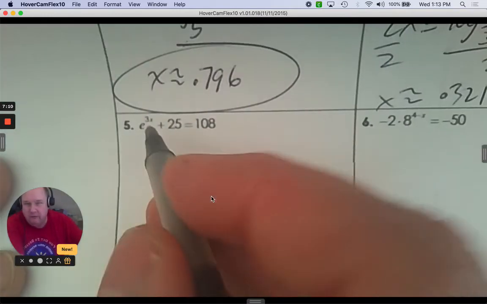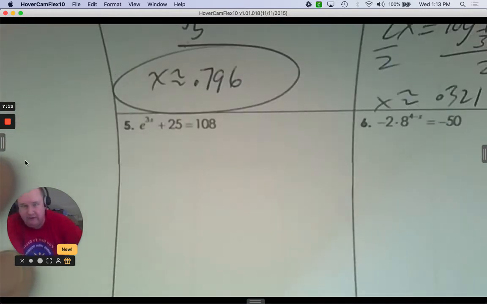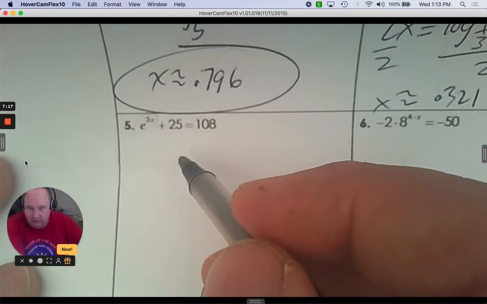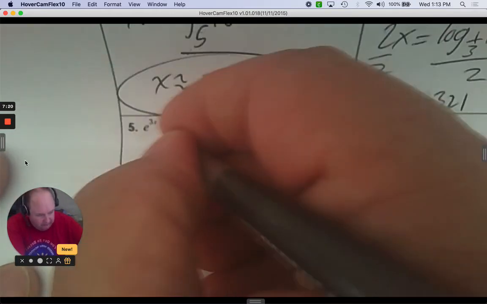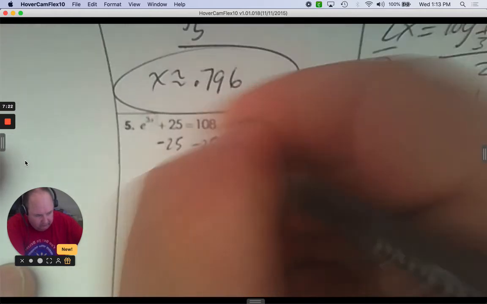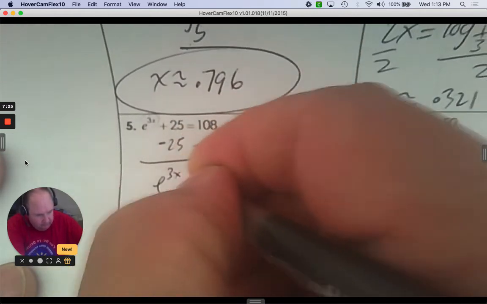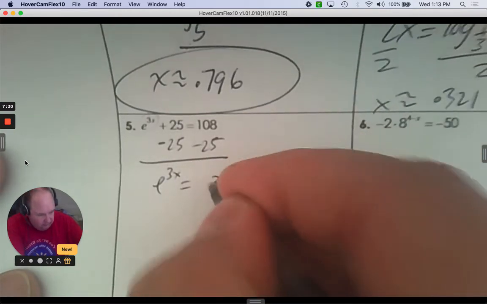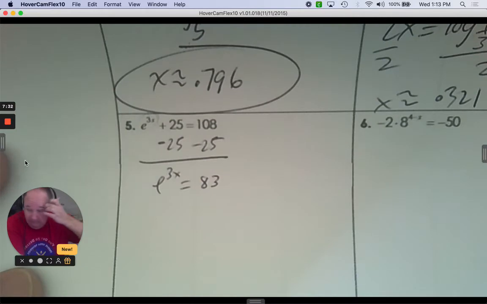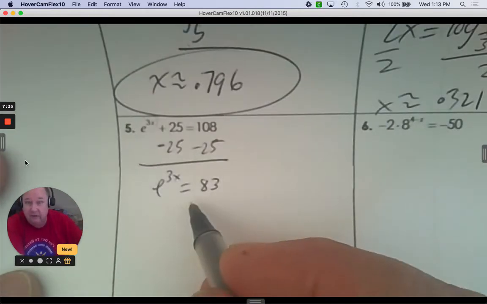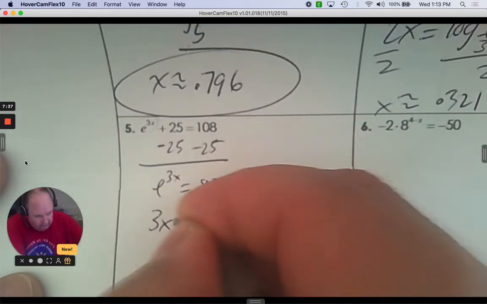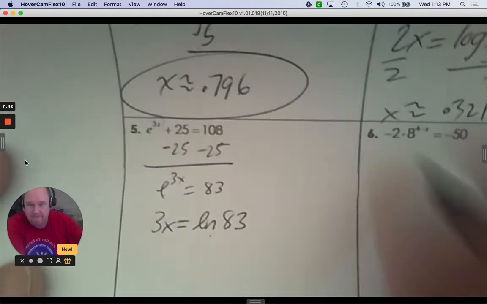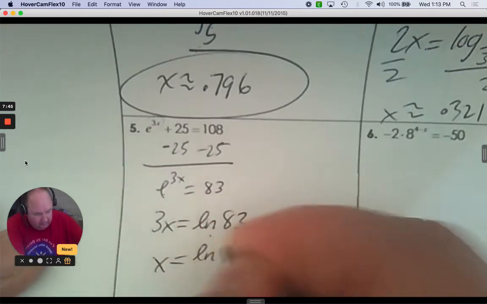So in this situation, the exponential is not isolated yet. So we need the exponential isolated, and then we can write it as a logarithm. So first I have to subtract 25. That's a good first step. So 108 subtract 25. That's 83. Then I can now write it as a logarithm. So we have 3x. The logarithm with the base of e is ln. And then it's ln 83. And then divide by 3 and use your calculator.